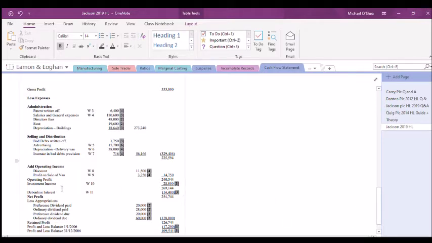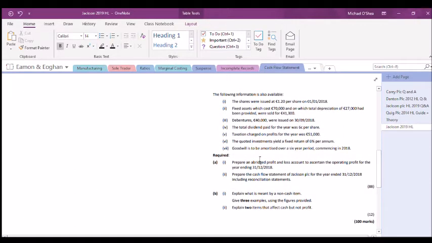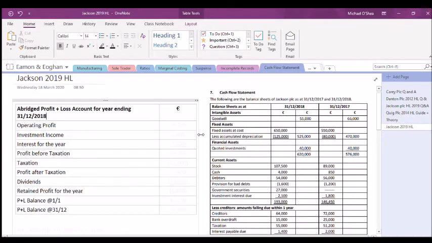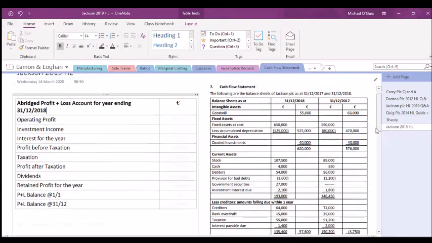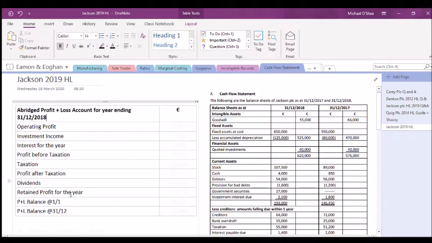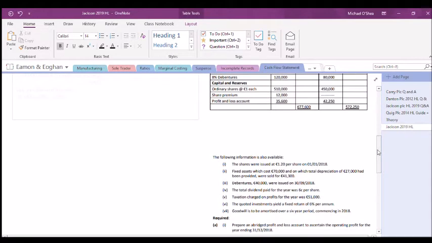So that same format is exactly how to deal with the beginning of a cash flow statement. An abridged, so it's only a portion of the profit and loss we're looking at, and it's only the bottom half because we have our profit and loss balance at the end of the year here, and we have our operating profit here. I'm going to have to fill in these things. Now what am I looking for?